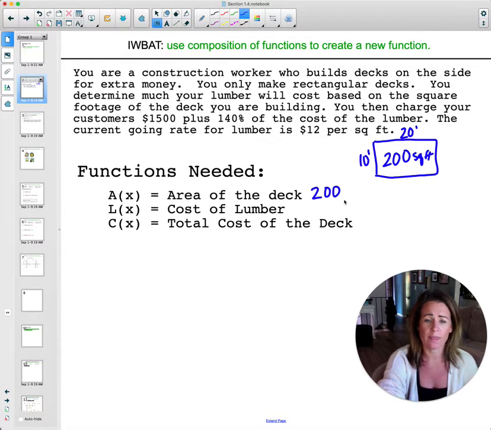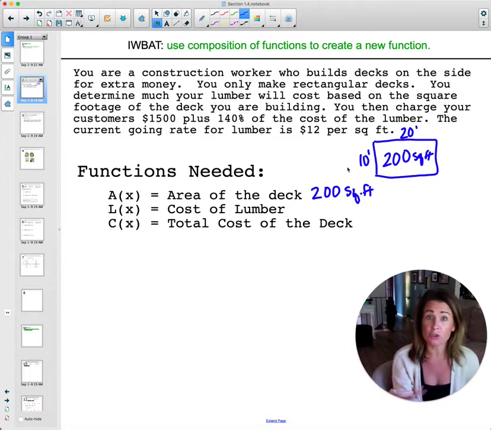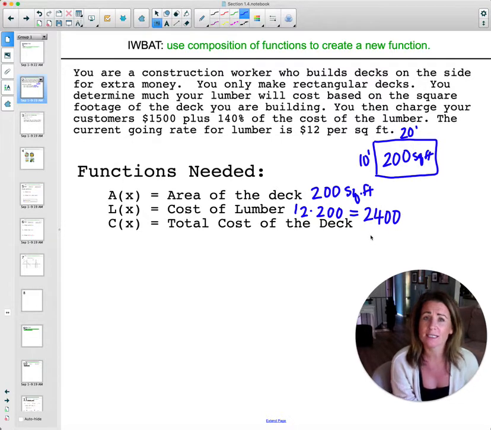Okay, so that's one thing. Then you would need to figure out how much the lumber is going to cost you so that you can figure out what you're going to charge them. So the cost of lumber, it says the going rate is $12 per square foot. So you would multiply those together to get your $2,400 that it's going to cost you to buy the lumber for this job. So then you would calculate what you're going to actually charge the customer.